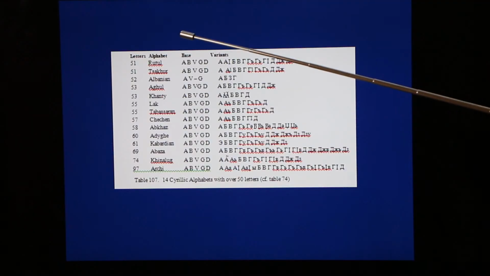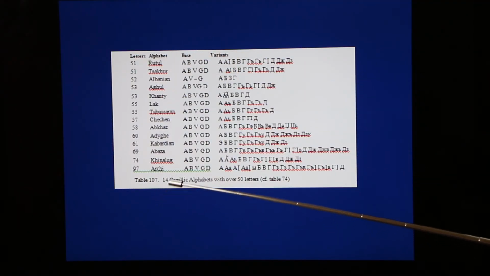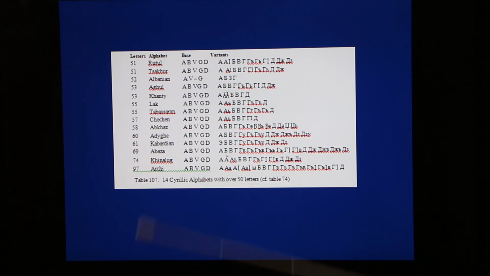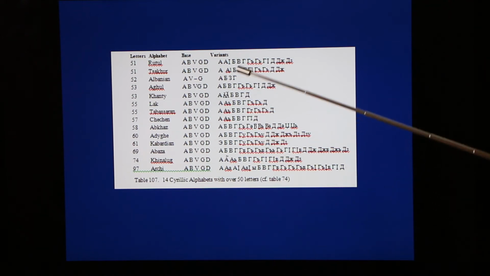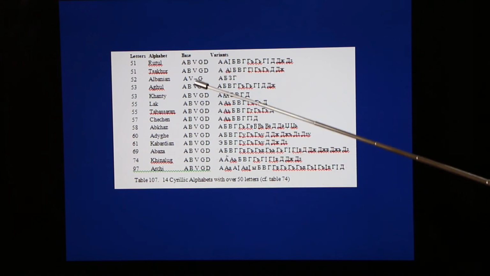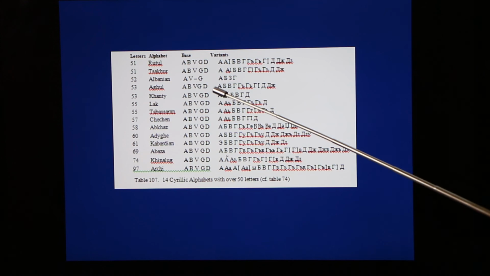Now, I said there were two major things that happened with the Slavic alphabets. As I said, we're trying to understand the underlying patterns. So the one is that some are A, B, C, D, others are A, B, V, G, D. And I showed you that some of them have one A and then the others have two A's. Well, now, just for fun, I take you to 14 Cyrillic alphabets that have between 51 and 97 letters. And you will see that almost all of them are A, B, V, G, D, except for this one.